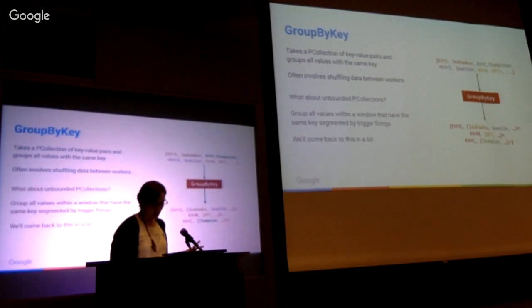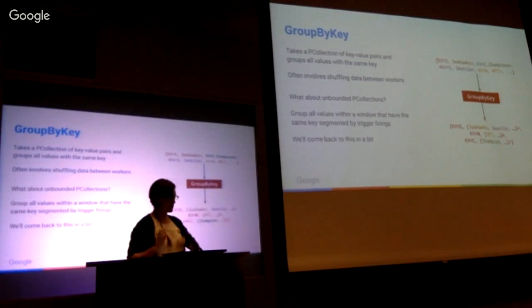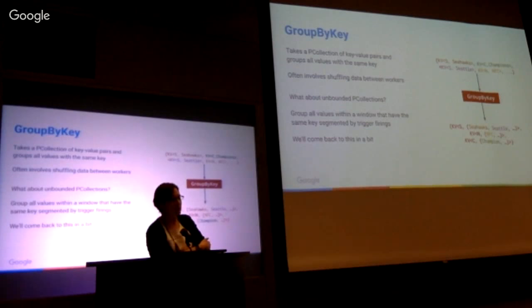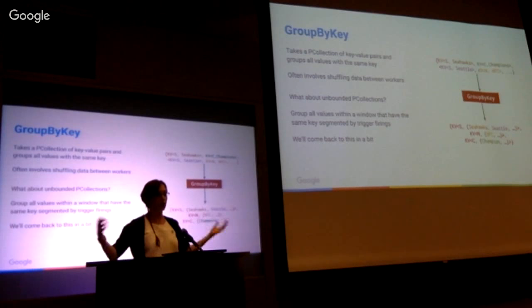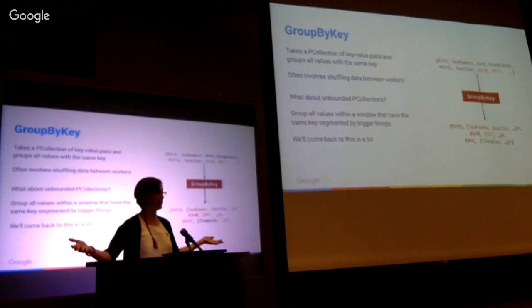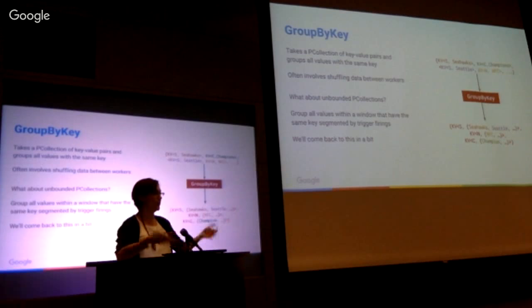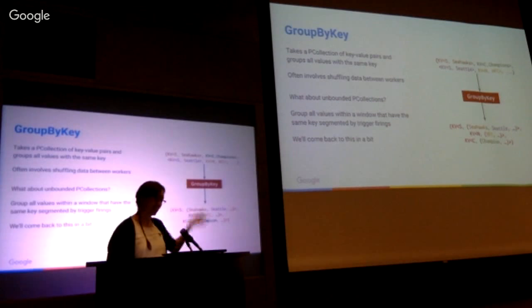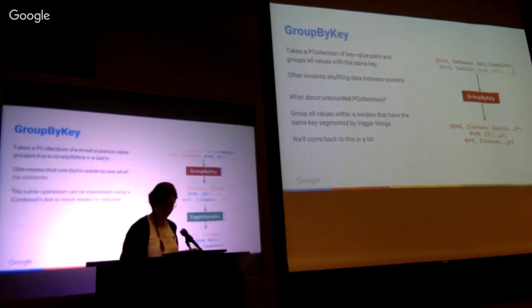Okay? But one question you have to ask, we said that Beam is for both batch and streaming. So in batch, you know when you've seen all the keys, and you can do grouping. How do you know that when you have infinite data that's streaming? That's a tricky one, and we'll come back to that soon.